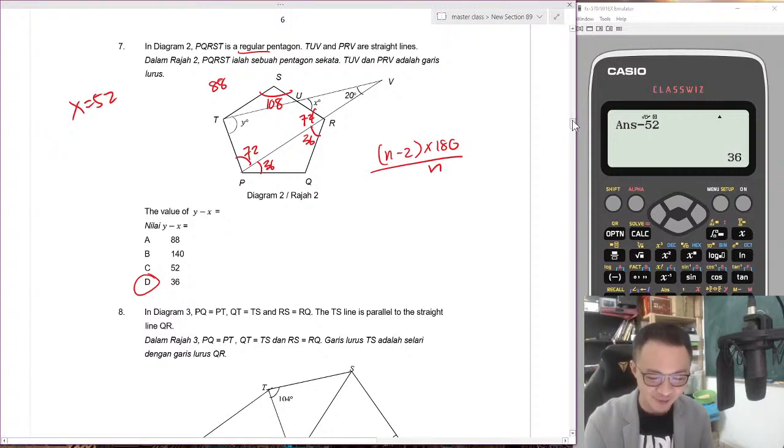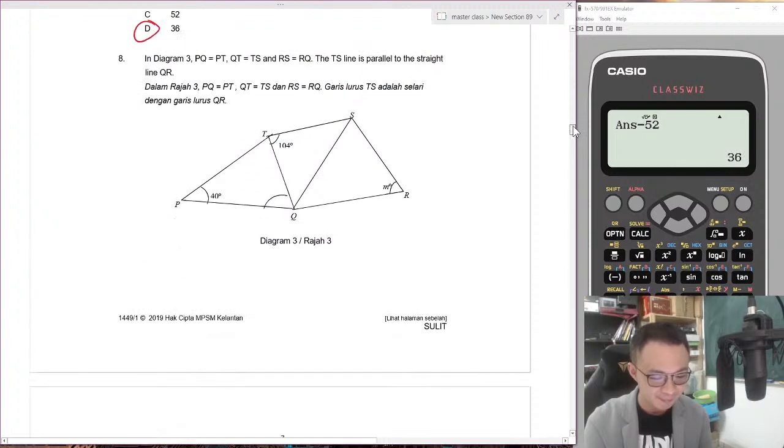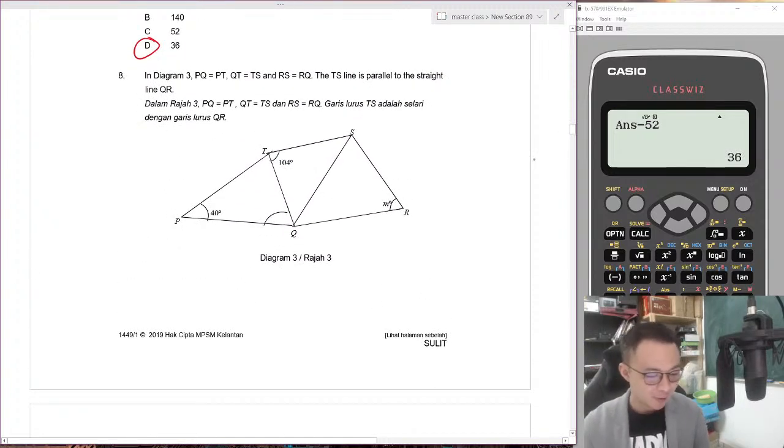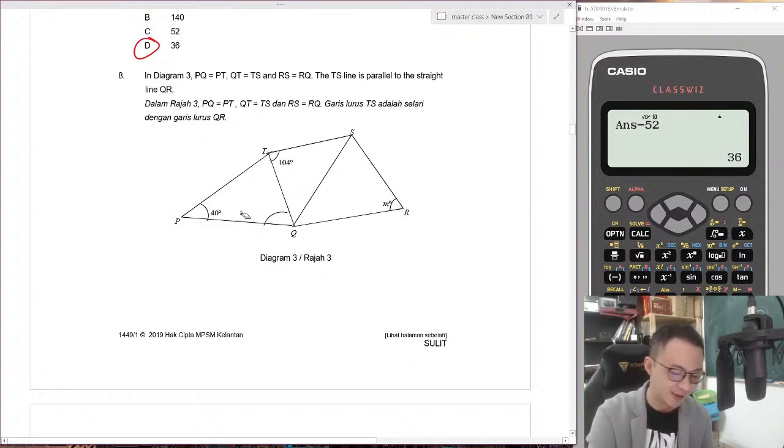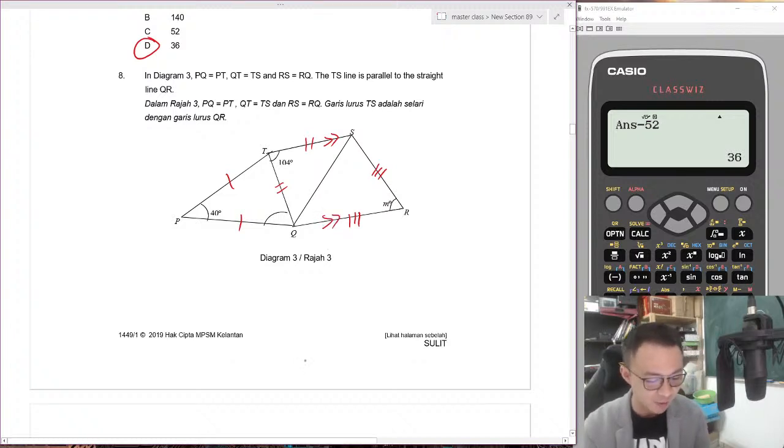Yeah, let us move on. So this one we have some same lines here. This line and this line. I better use one mark first. These two are the same, and then QT and TS are the same. RS and RQ are the same. Alright, and then we have some parallel. TS is parallel to QR. Alright, this is all we have.